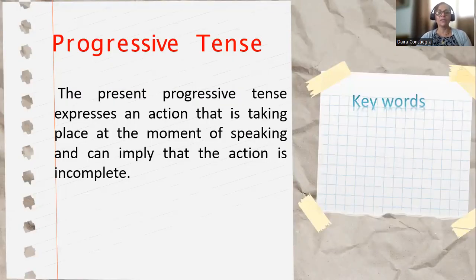The progressive tense expresses an action that is taking place at the moment of speaking and can imply that the action is incomplete. What are the key words for the progressive tense? The key word is right now. When I am teaching to you, I'm going to say right now, which means en este momento, I'm teaching English. So it means that the action is taking place in the moment. Okay, so we say right now.